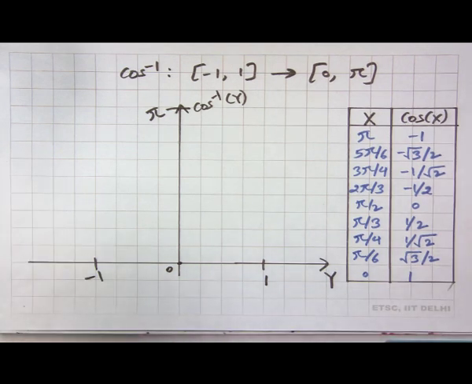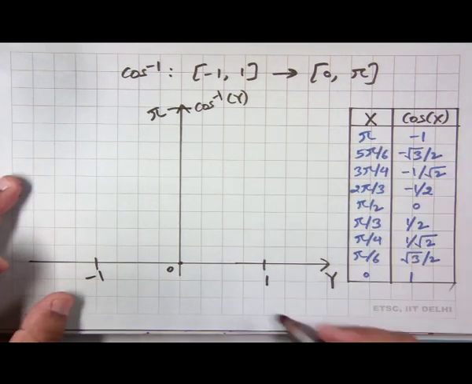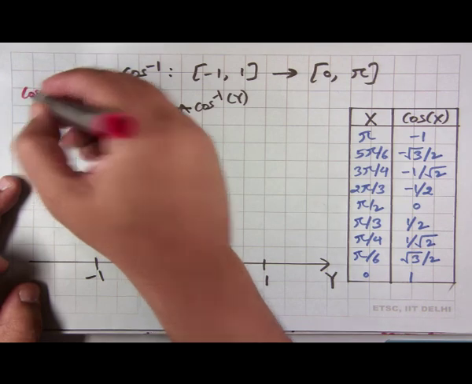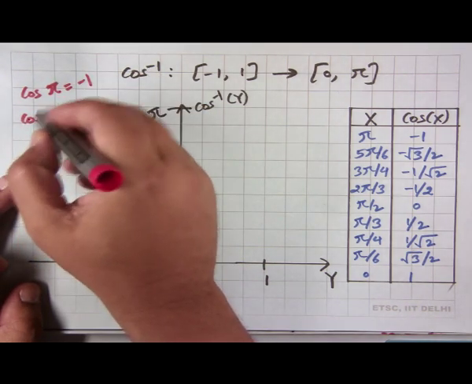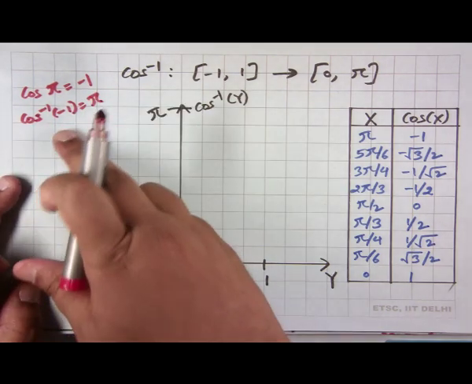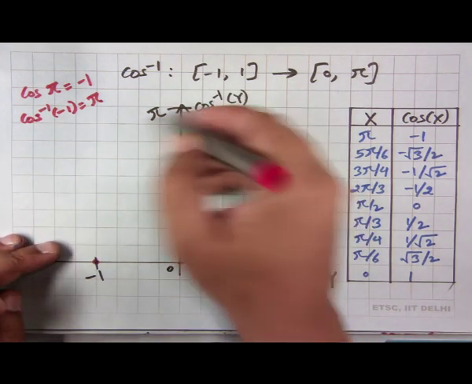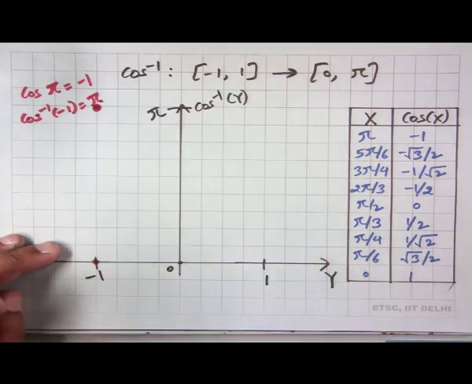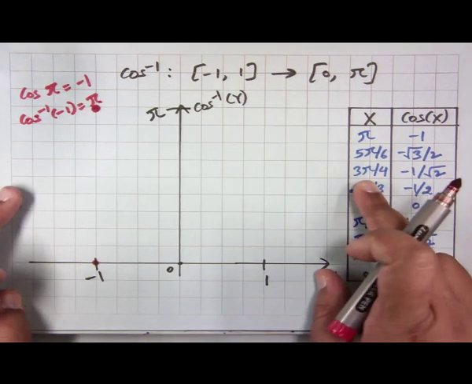So, just as we did for the sine function, we start with cos of pi equal to minus 1, and therefore cos inverse of minus 1 will be equal to pi. So, cos inverse of y equal to minus 1 is here, and will be equal to pi. Pi is here, so we have this point on the graph.